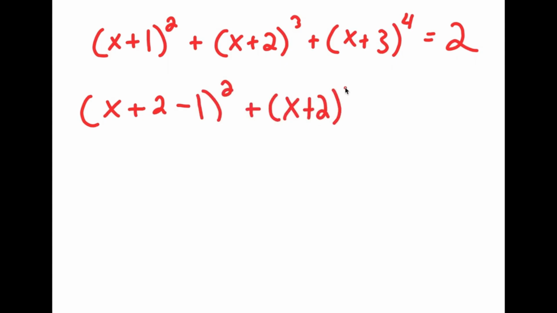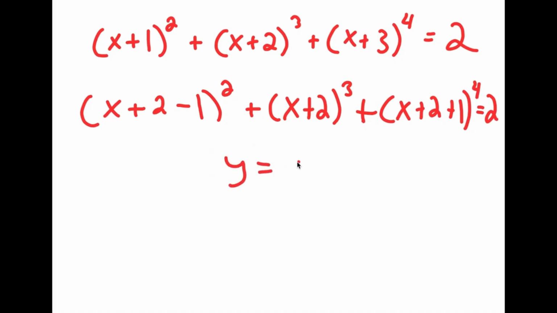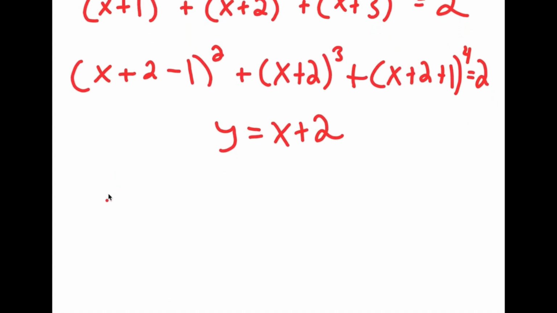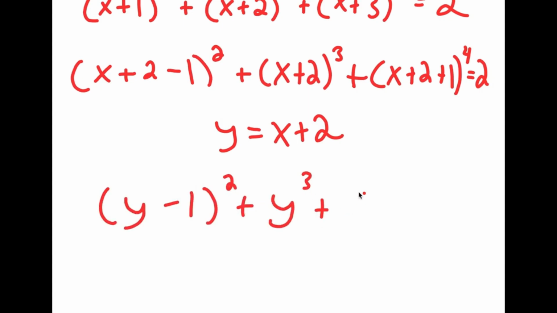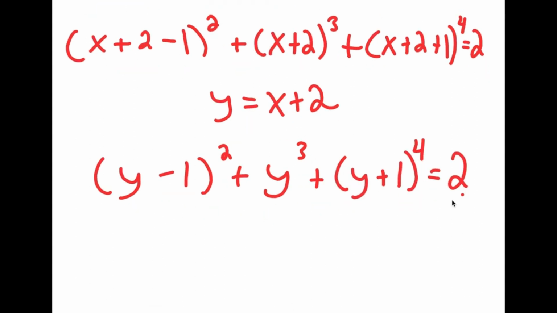I'm going to leave (x + 2)^3 the same, and I'm going to rewrite (x + 3)^4 as (x + 2 + 1)^4. Now this is equal to 2. Now I'm going to let y equal x + 2. So now, if I substitute in y for x + 2, I get (y - 1)^2 + y^3 + (y + 1)^4 = 2.